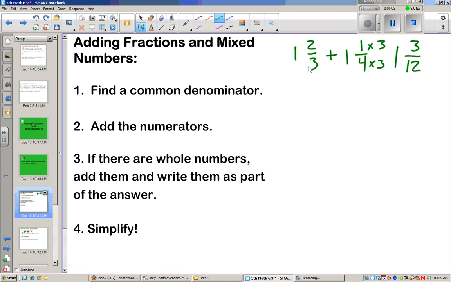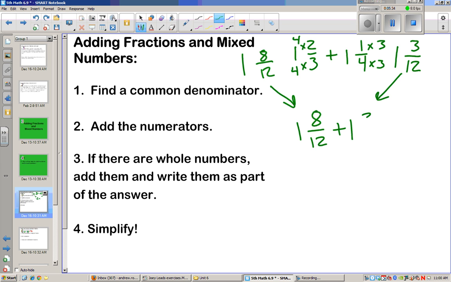Then over here, what do I do to get 3 to change into 12? I multiply by 4. I gotta multiply the top by 4. That one whole stays the same. 4 times 2 is 8. 3 times 4 is 12. So I've got two new fractions here. I've got 1 and 8/12 plus 1 and 3/12. So I found a common denominator.